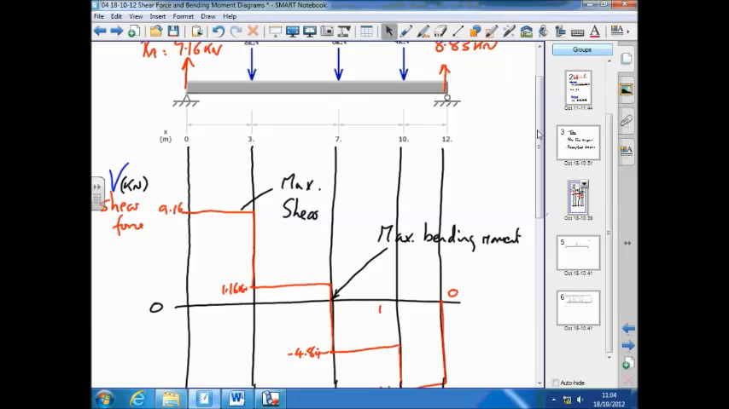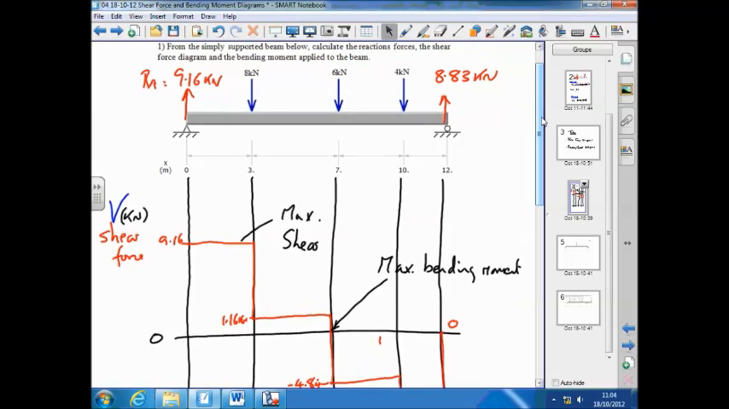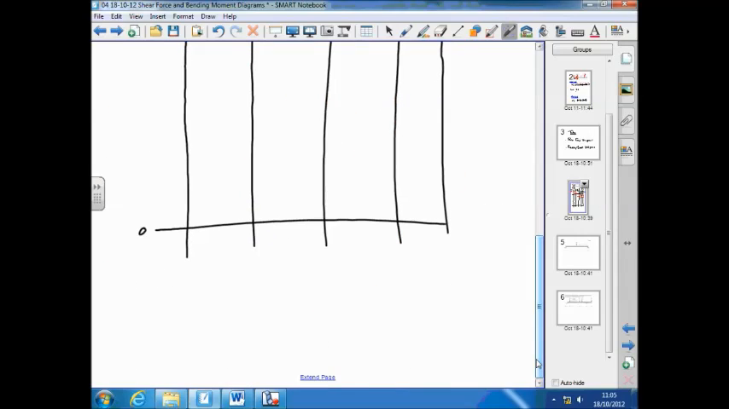So for the bending moment diagram, having continued our construction lines down, let's look back at the beam again a second. The first thing to note is that the bending moment is 0 at the supports. So at these two supports, A and B, here and here, we should find that the bending moment is 0. So our bending moment diagram starts at 0, and it ends at 0. And if it doesn't end at 0, we know we've gone wrong somewhere. So that's the first thing.